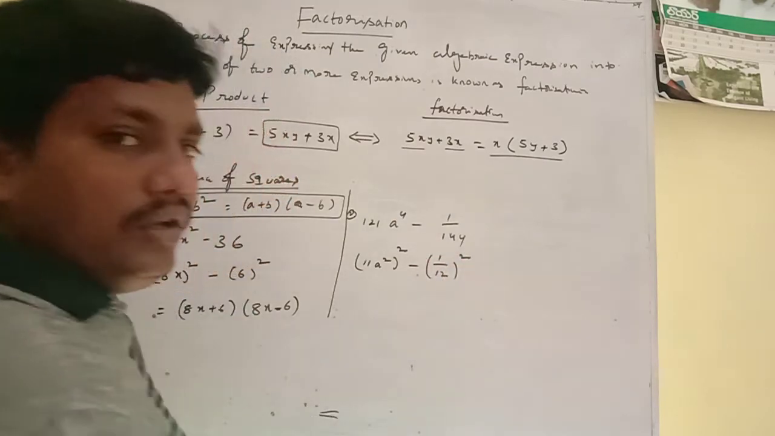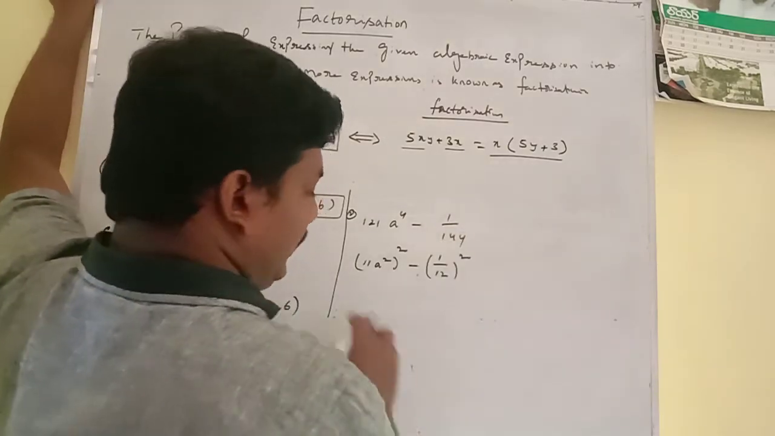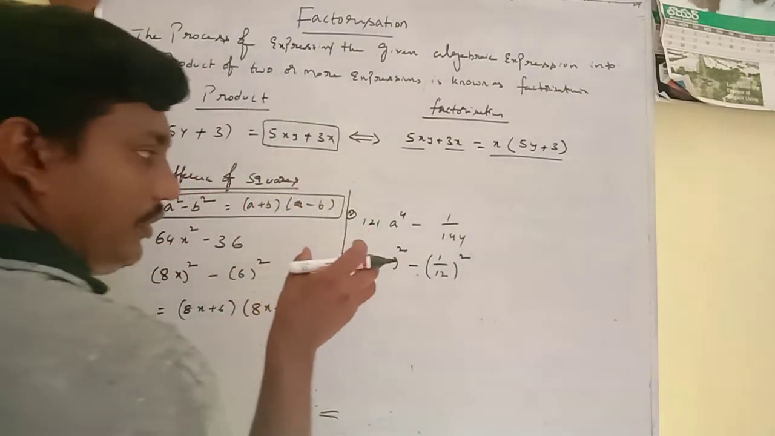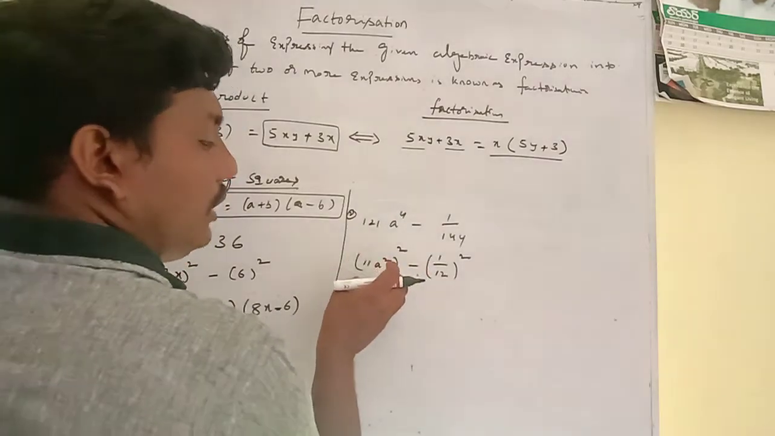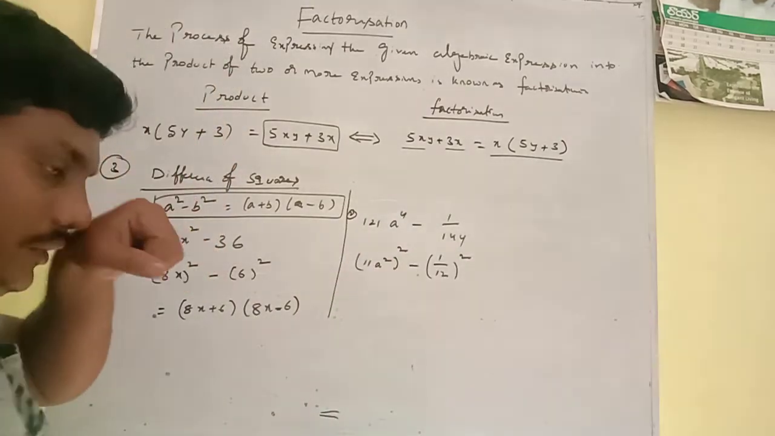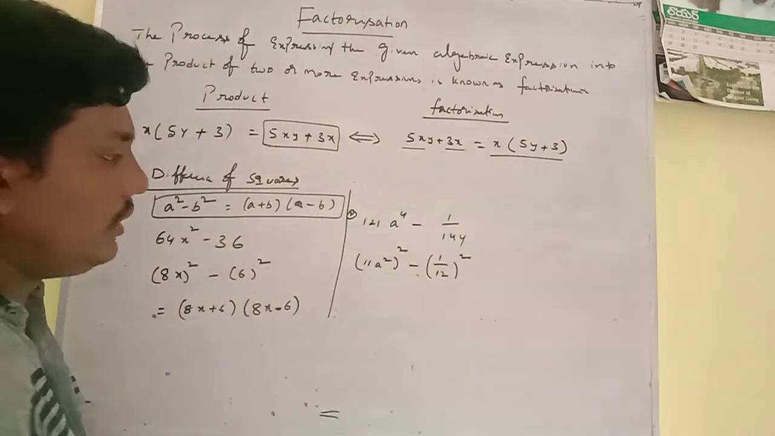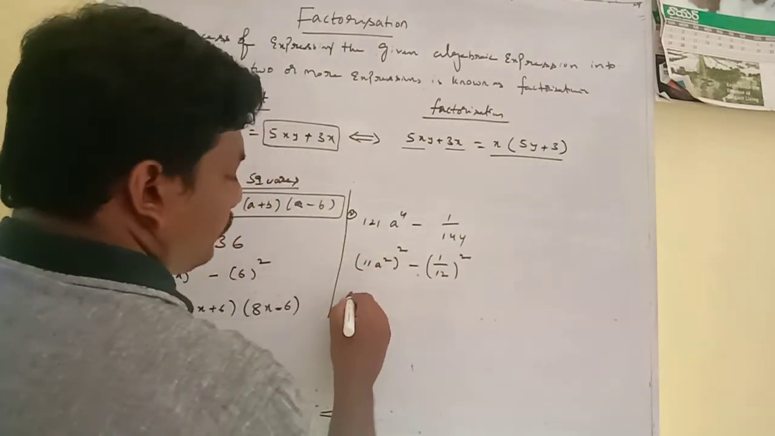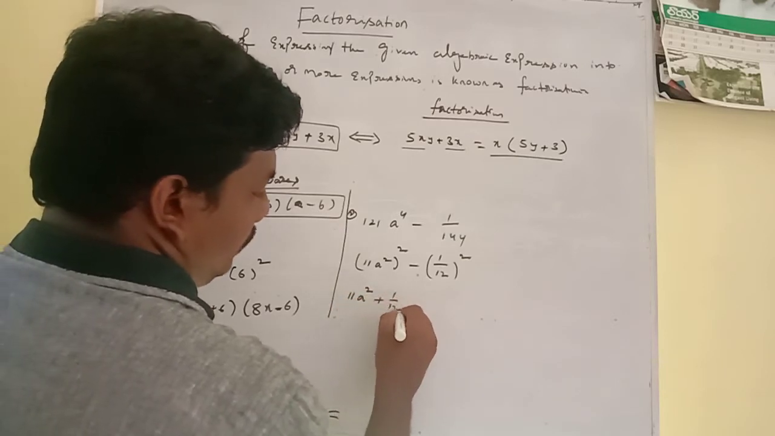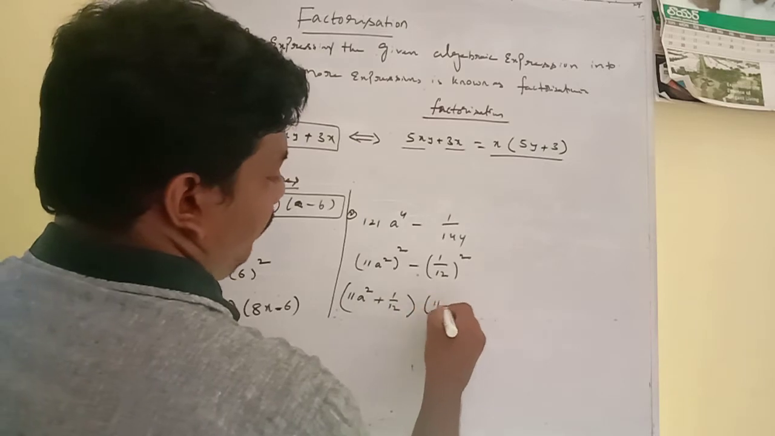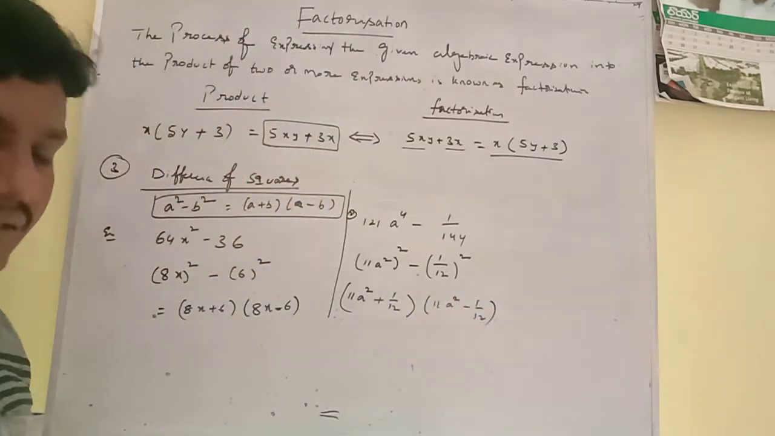This is 1 by 12 whole square. 12 square is 144 and 1 ones are 1. Like that we are going to express the given expression into a difference of two squares. By taking the difference of two squares, we have a formula to do the factorization. That means 11 a square plus 1 by 12, and this is 11 a square minus 1 by 12.